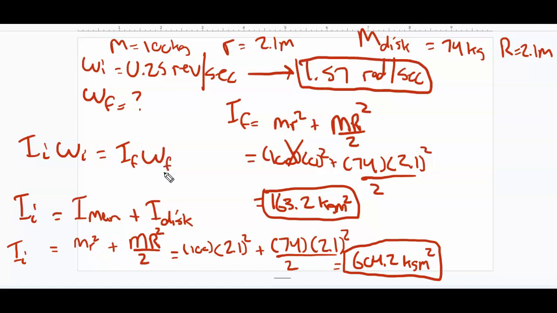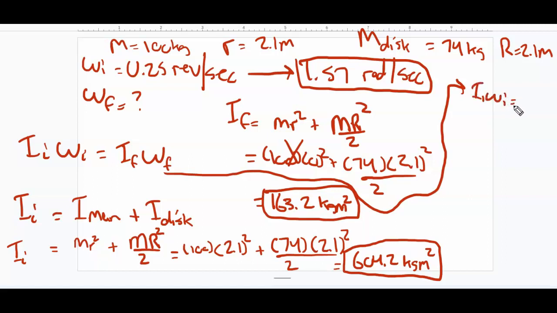Okay, and so now all I have to do is take my equation for conservation of angular momentum, which I will do right here. I plug in my I initial, my omega initial, I plug in my I final, and then I just divide to get omega final. And I'm not going to write out all the numbers just because I have limited space, but I have I initial, omega initial, divided by I final, and I'm going to type all these numbers in. And what should happen is because the moment of inertia of the merry-go-round is actually going to get smaller, the whole thing is going to spin faster.